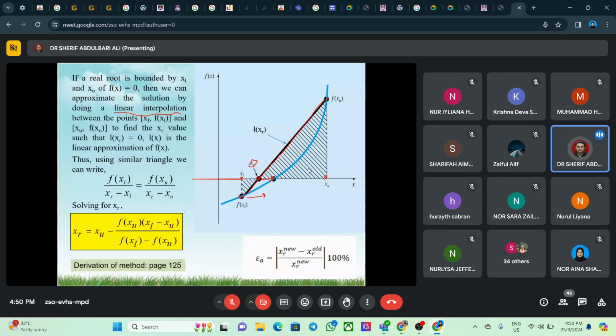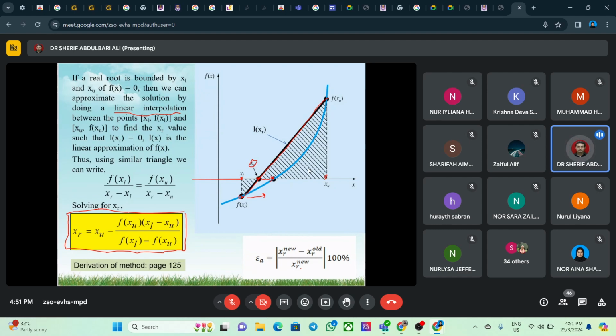To calculate the value of xr, it's not as simple as in the bisection method. We are going to use these equations to create the linear interpolation: xr equals x upper minus the function of x upper times x lower minus x upper, over the function of x lower minus the function of x upper. Again, you are also going to calculate the approximate error: the new value of xr minus the old value of xr, over the new value of xr. So this is also considered an iterative method.